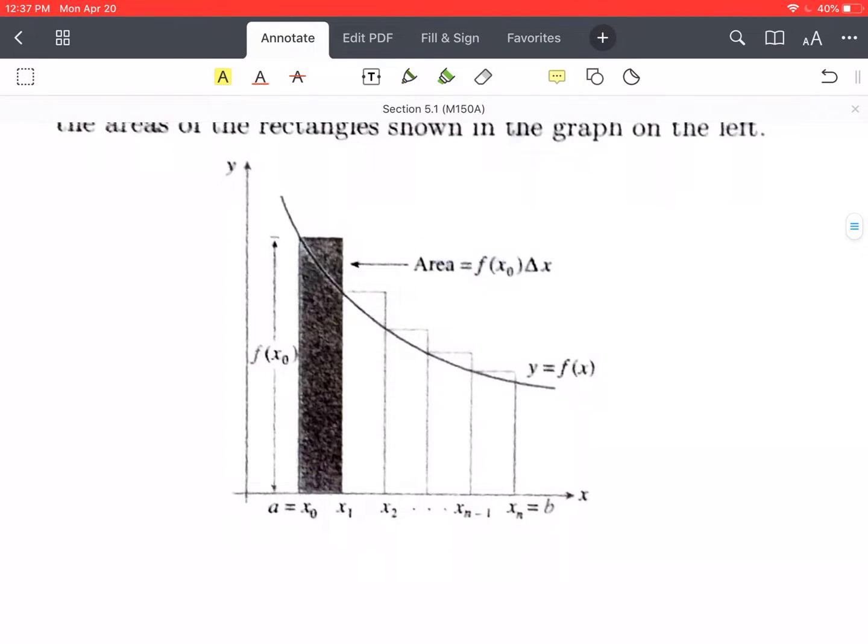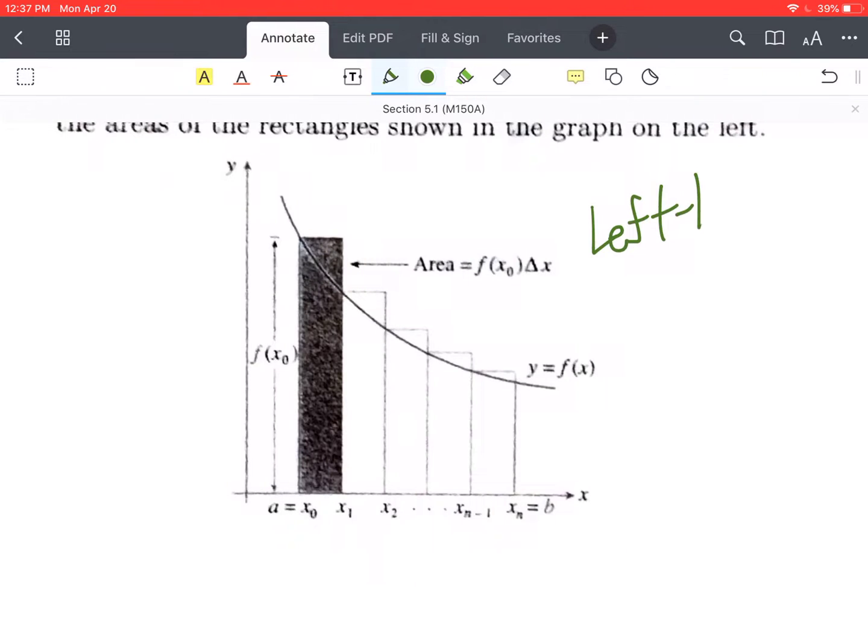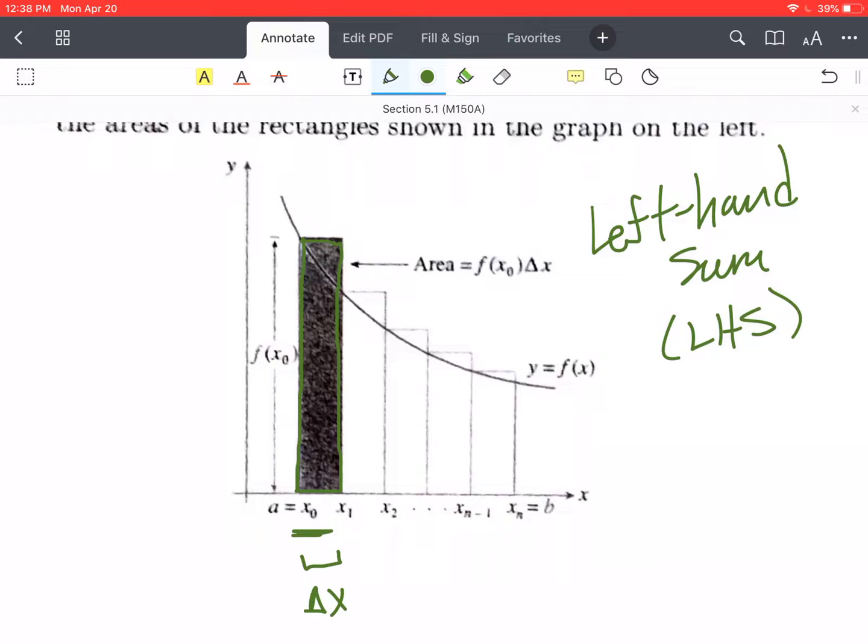So we're taking each strip and we're turning it into a rectangle, and the rectangle's height is going to be determined by one of the sides of the rectangle. So here we're going to be talking first about the left-hand sum. So the left-hand sum, this is often abbreviated LHS. So in this case, I took the first x value down here, so x naught. I used its height for the height of my rectangle. And then, of course, the width of the rectangle, the width for all of these is just delta x, right, etc., for all of these.